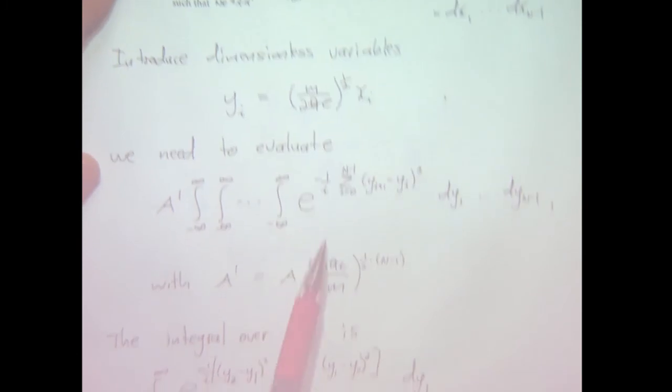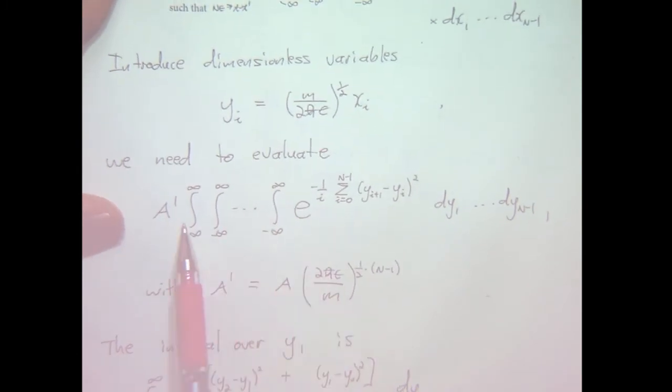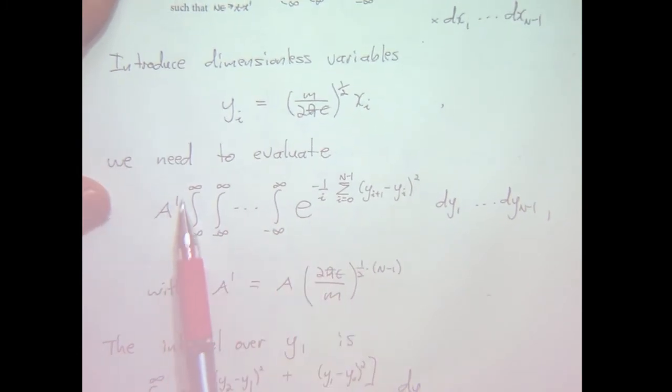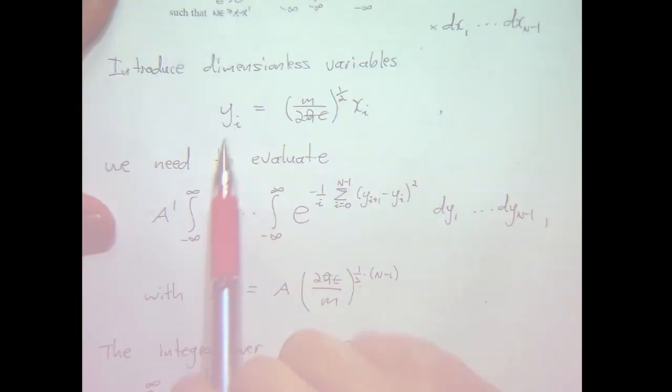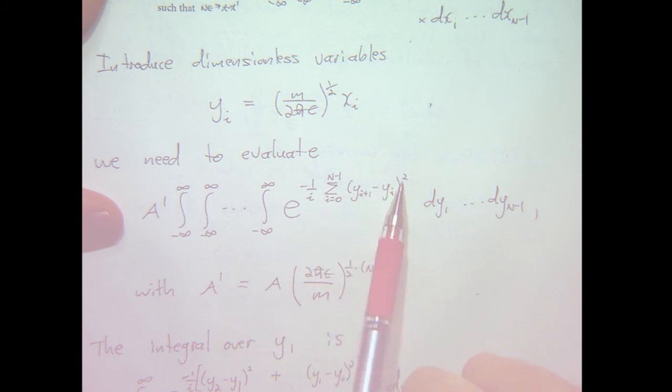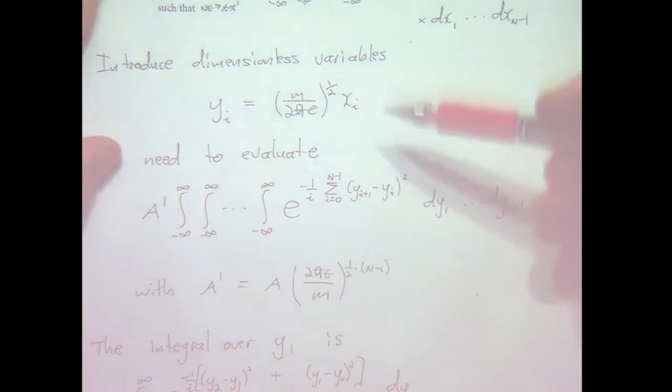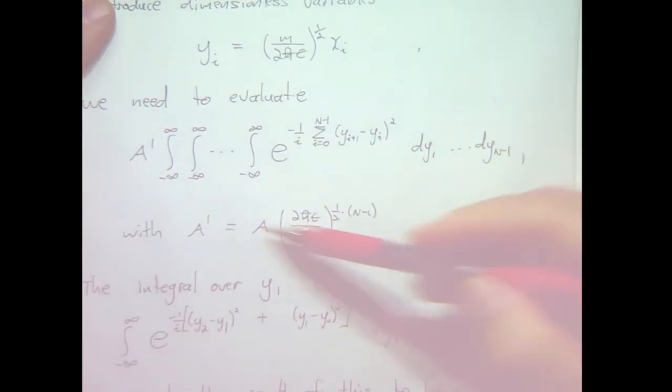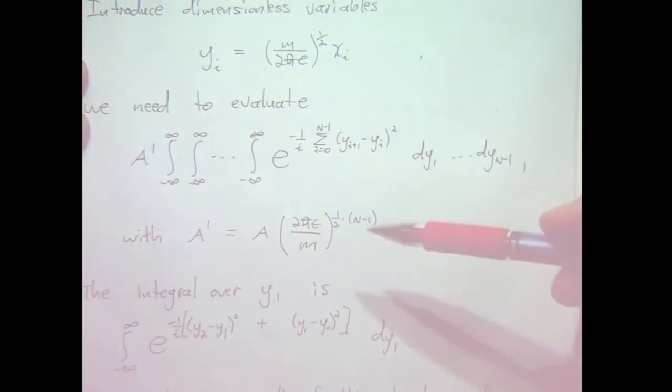And then what you need to evaluate is this A prime constant. A prime is just the normalization constant in the dimensionless integral. There are n minus one integrals. Each has the form e to the minus 1 over I, sum from I equals 0 to n minus 1, yi plus 1 minus yi all squared. Okay? And A prime and A are related like this.